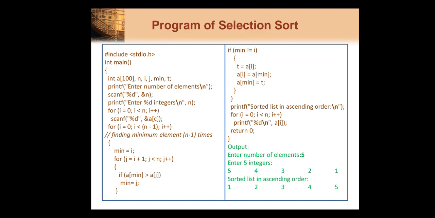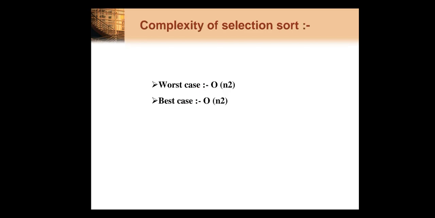So after comparison, after finding the minimum element, we check whether our minimum element is smaller than the value we have in a of i at that position. If that condition is true, then we perform the swap logic. After performing these two for loops, we print the sorted array. In this way the selection sort works.